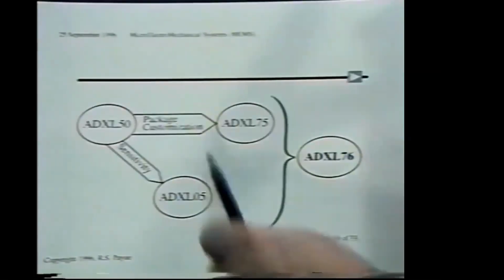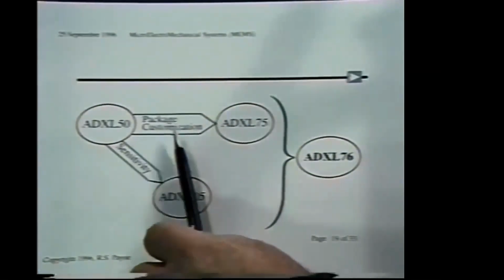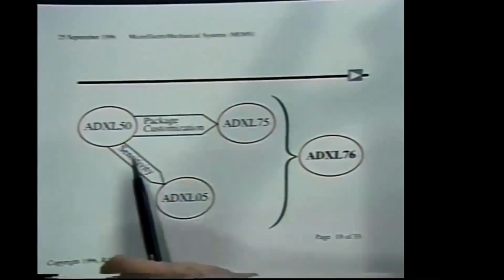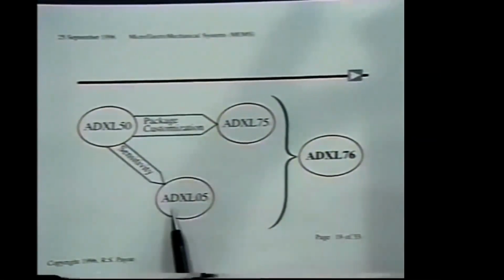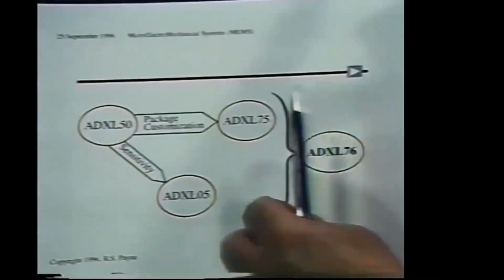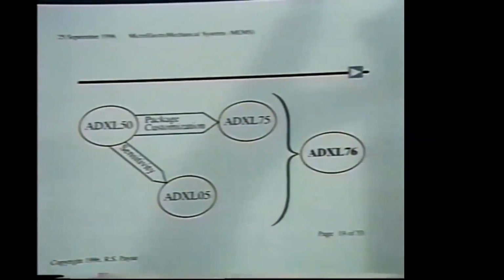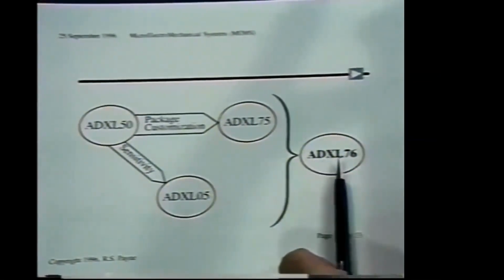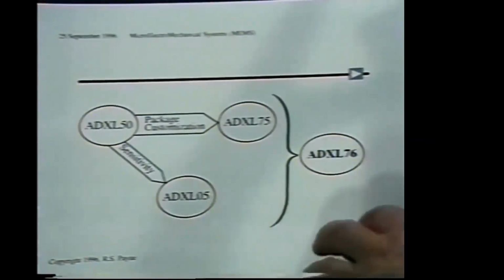From the beginning of the 80XL50, we went through several developments: customization of the package and the silicon, and also a rather dramatic improvement in the sensitivity. Finally, there were some architectural advances I'll talk about in a whole family of new devices, first spawned by a device called the 80XL76.